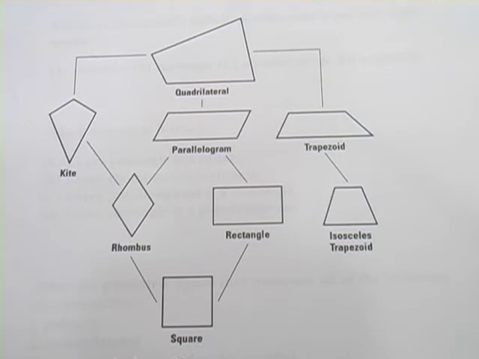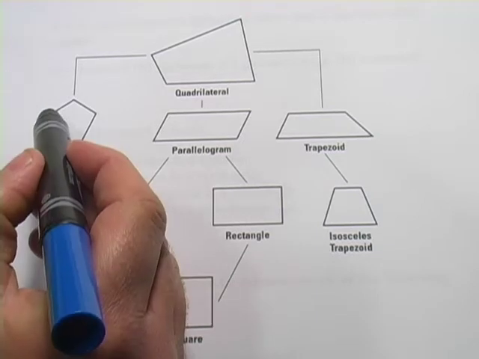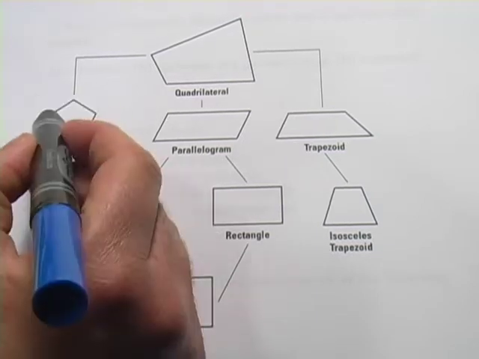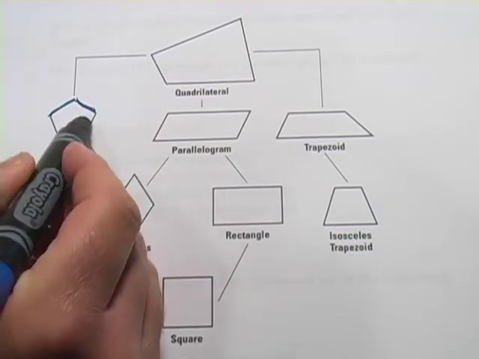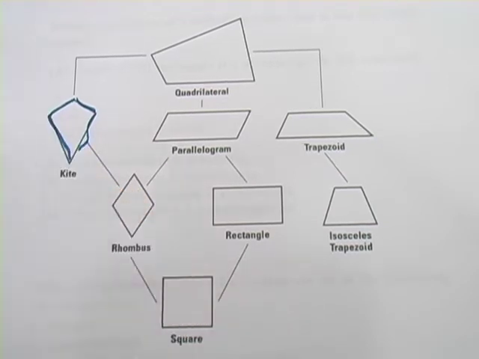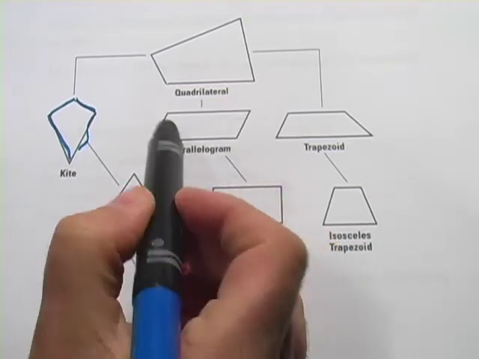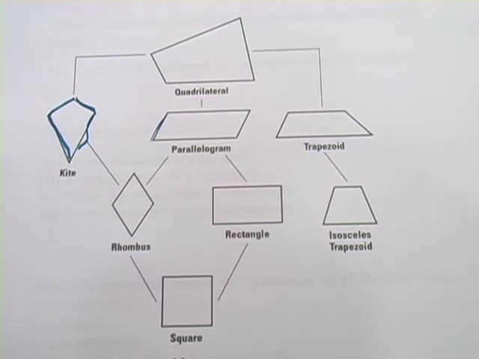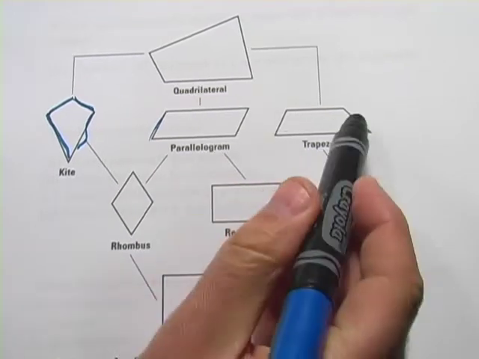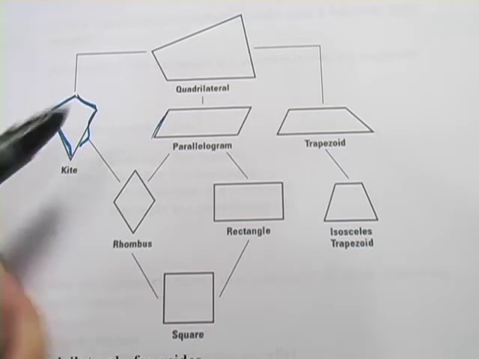You have kites, and kites have 2 sets of consecutive sides that are the same length. Consecutive sides are sides that are next to each other. So this side and this side are the same length, and then this side and this side are the same length. That's what makes a kite. A parallelogram, on the other hand, is defined by having 2 sets of parallel sides. And then a trapezoid has 1 set of parallel sides and 1 set that's not parallel.